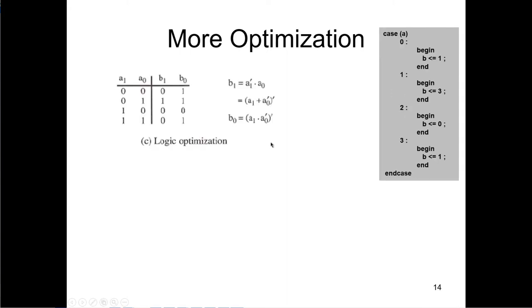Now, what about a little more optimization? If you do a little truth table here, you can see for A equals 00 you want this, for 01, for 10 you want that, and for 11 you want this. Then you solve for B0 and you solve for B1. B1 is just going to be A1 prime A0. And B0 is going to be A1 A0 inverted. So you can do this basically.